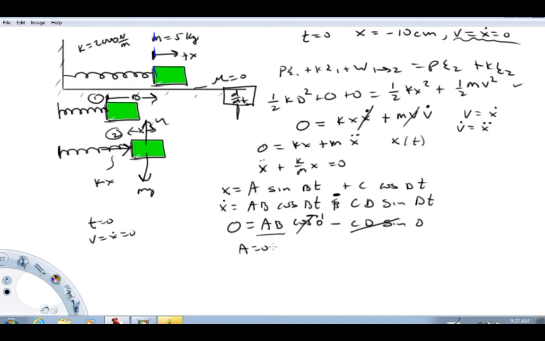And what that does for us, if we go back to our original solution, it tells us that this term is gone. We don't need to worry about it, and we only need to worry about the C cosine dt. I'm going to take a moment, pause this, get myself some more room, and come back to you.